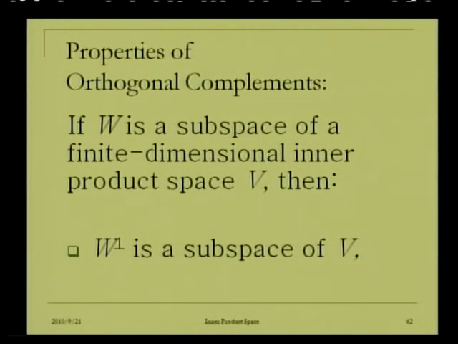Now, properties of orthogonal complements. If W is a subspace of a finite dimensional inner product space V, then for the orthogonal complement of W, the first property is that W perp is a subspace of V, because the elements of W perp are from V, so it is a subset of V. Moreover, it satisfies all properties to be a vector space with those operations under which V is itself a vector space. So W perp is a subspace of V.